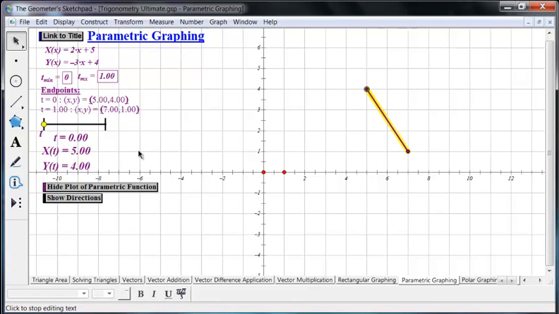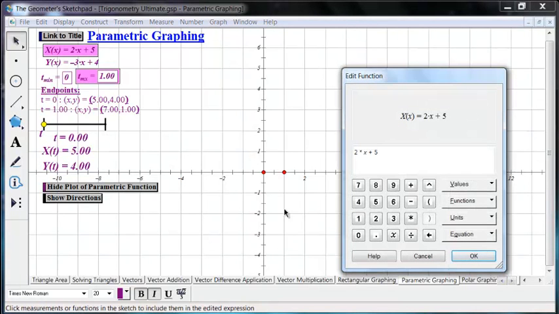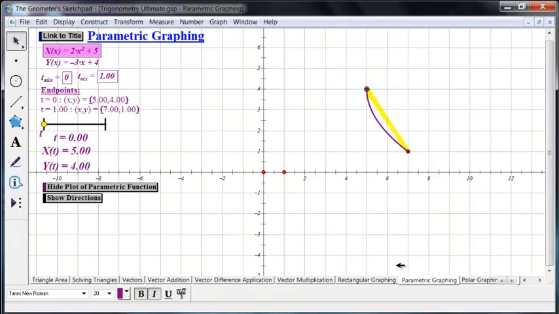Okay. If I change the formula somewhat, we might not get a line anymore. Let's change this to x squared and see what happens. Actually, it turns out, notice it's still from 0 to 1. The endpoints didn't change, but now it goes in a curved path there. And so again, let's erase our traces, and we can see that that point traces out a curved path.